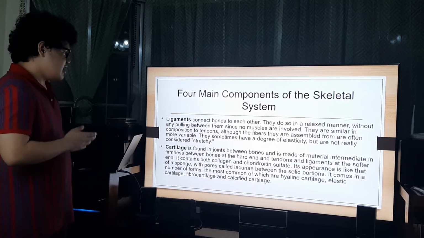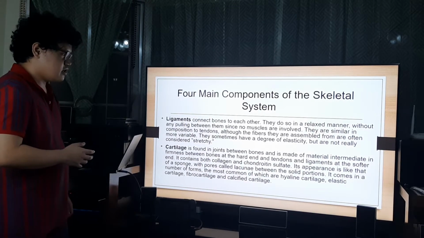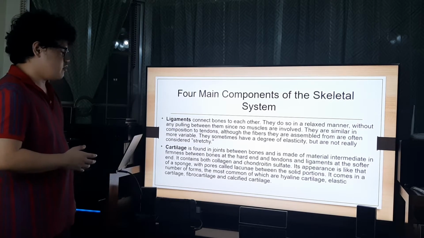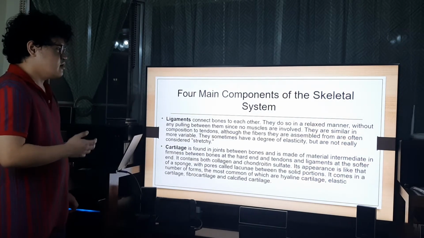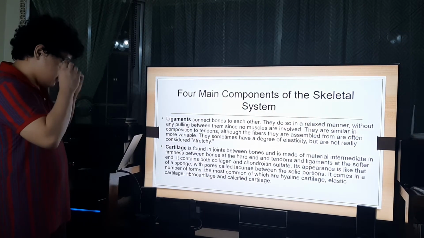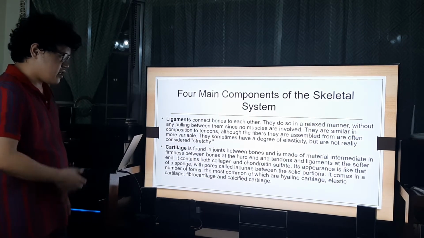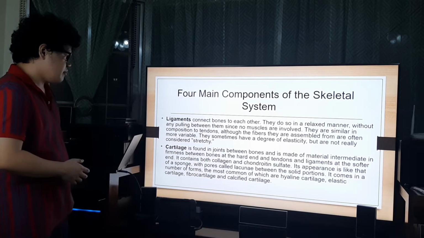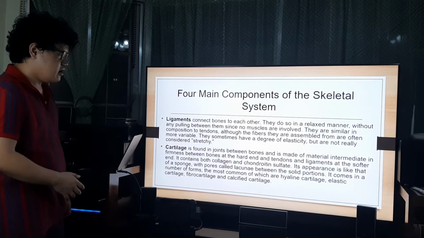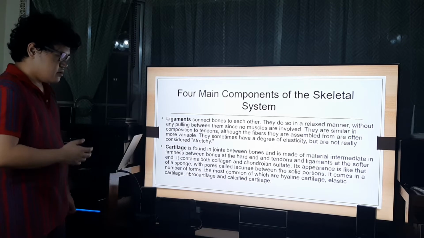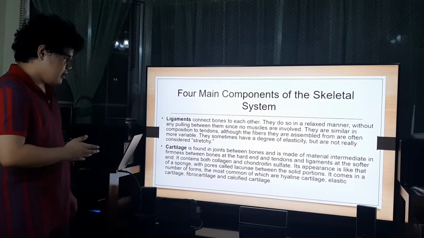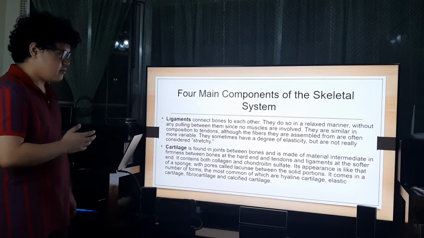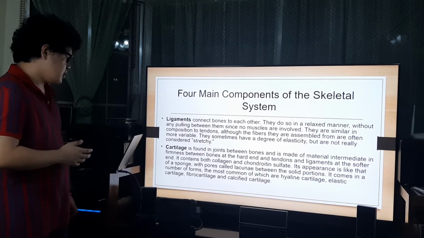The ligaments connect bones to each other. They do so in a relaxed manner without any pulling between them, since no muscles are involved. They are similar in composition to tendons, although the fibers they are assembled from are often more variable. They sometimes have a degree of elasticity, but are not really considered stretchy.